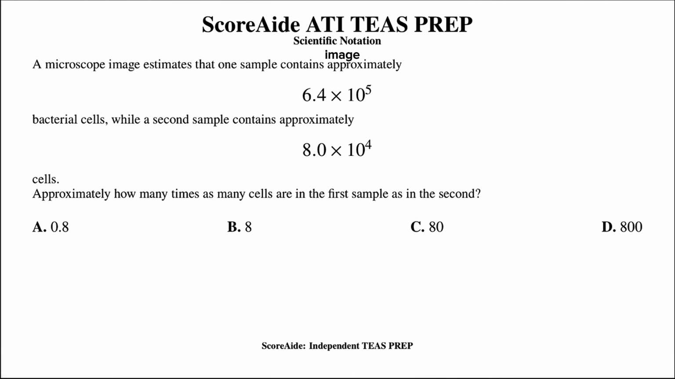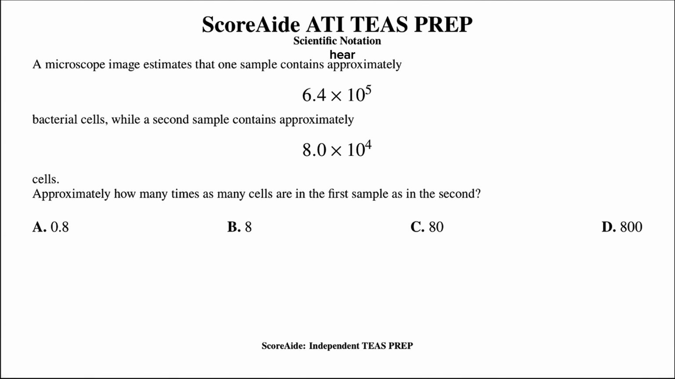A microscope image estimates that one sample contains approximately 6.4 times 10 to the power 5 bacterial cells, while the second sample contains approximately 8.0 times 10 to the power 4 cells. Approximately how many times as many cells are in the first sample as in the second, right?